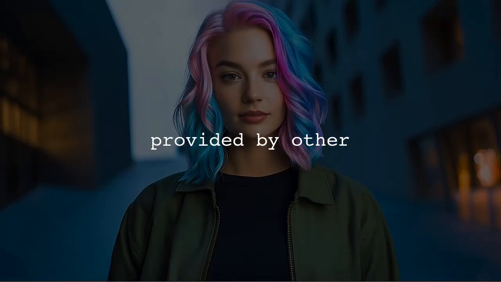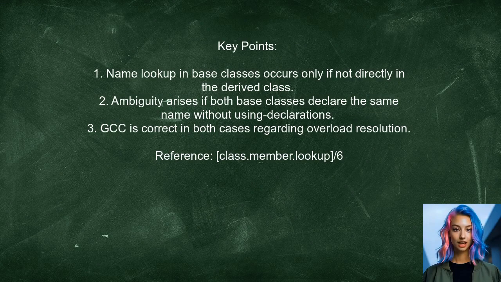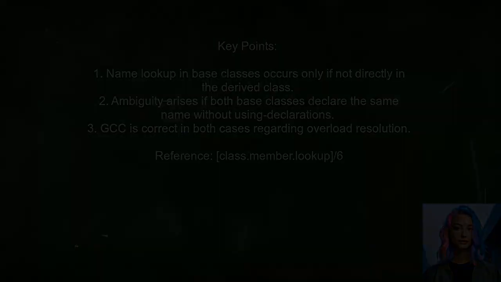Now, let's look at the answers provided by other users. The user explains that name lookup in base classes only occurs if the derived class doesn't directly contain the name. If both base classes declare the same name and the derived class doesn't use a using declaration, the lookup fails due to ambiguity. They conclude that in both cases, GCC is correct, as the difference between print and operator is merely the name being looked up.